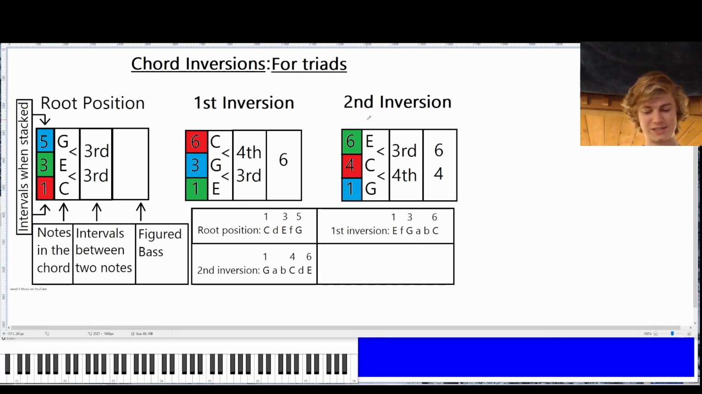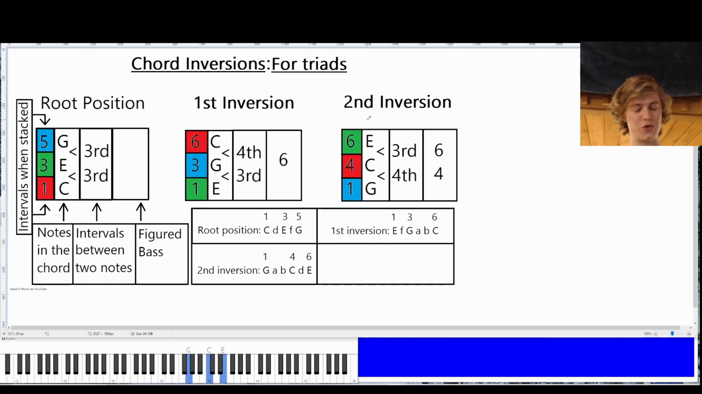As you can see with my second inversion triad, now I have a bigger gap between my G and my C. And if you count, I have a 1, 2, 3, 4. So now I have a fourth there. And then from my C to my E, I have a third. So now instead of having a 1, 3, and a 5, I have a 1, 4, and 6.